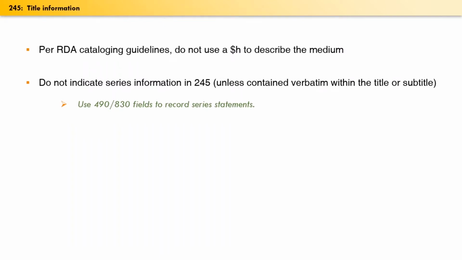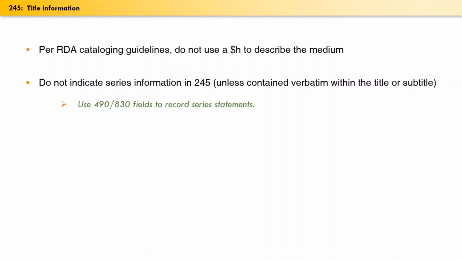245. The field where title information and statements are recorded. Before RDA came into being, it used to be standard practice to include a subfield H when cataloging almost anything that wasn't a regular book, to describe the kind of material. With a DVD, for example, we would include subfield H, and then in square brackets the word video recording. Now that we follow RDA, this is no longer done. The medium is described elsewhere in the MARC record. Don't include subfield H in 245.